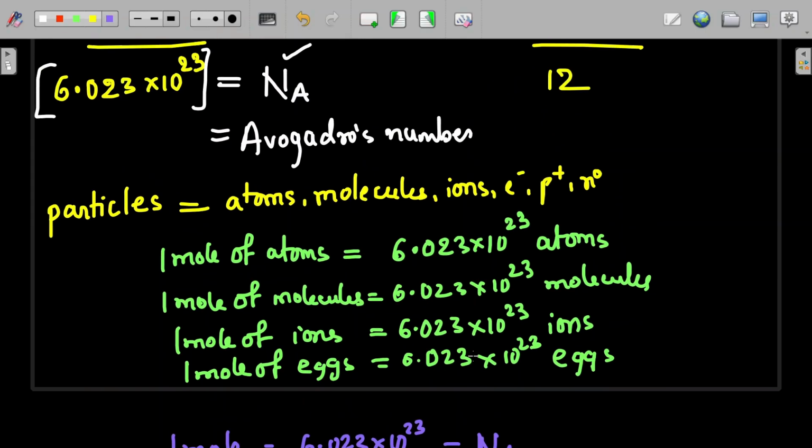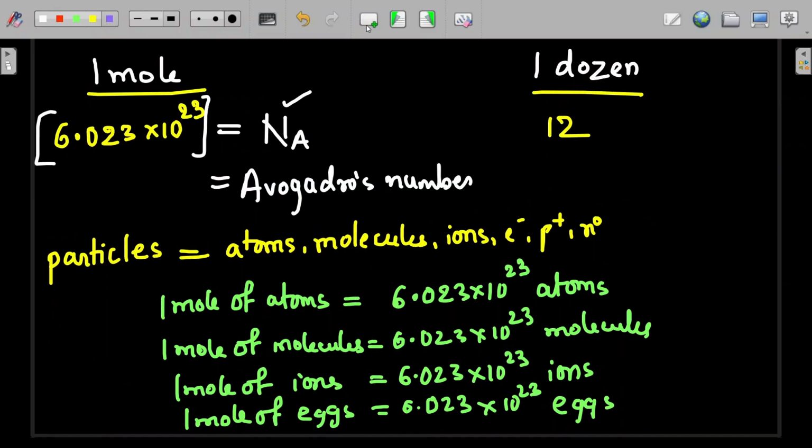Now, another relationship. We don't use moles that often. Why is it a standard unit? It's not a unit. It's just a number. Why do you use a dozen? To make your work easy. Same way in chemistry, we use 1 mole to make our work easy. There are lots of things behind it, why only this number and all, but that we are not going to learn now. Okay.